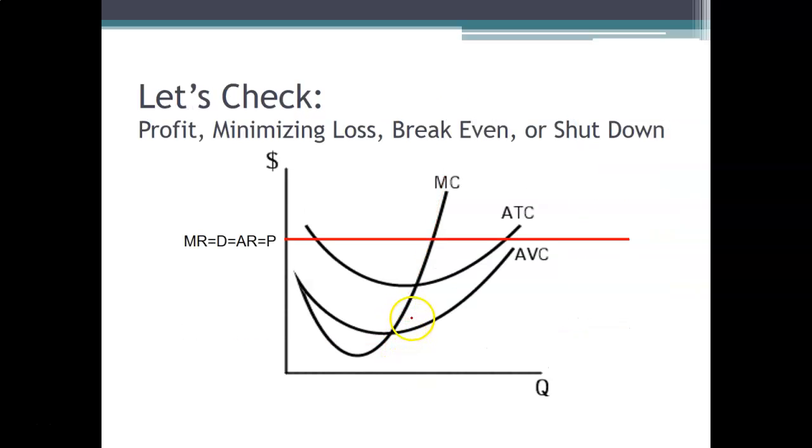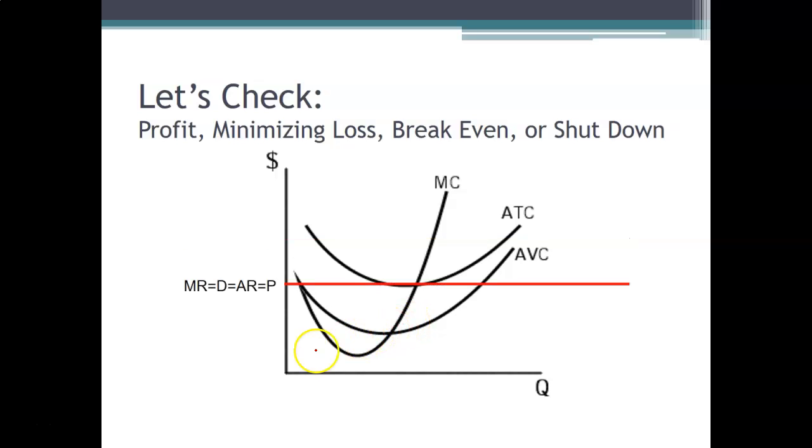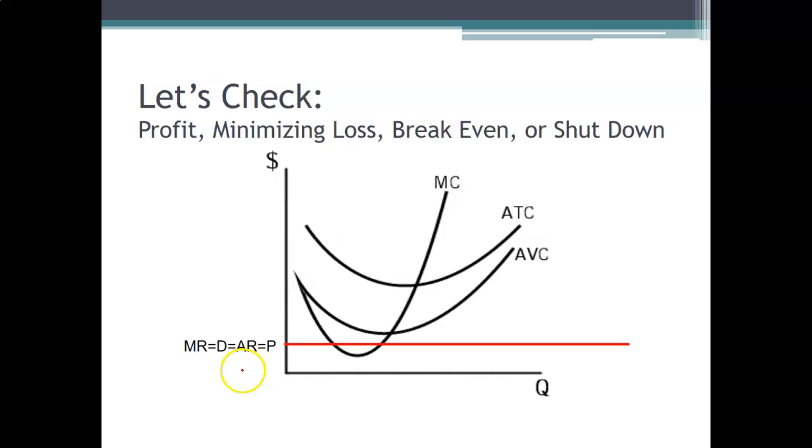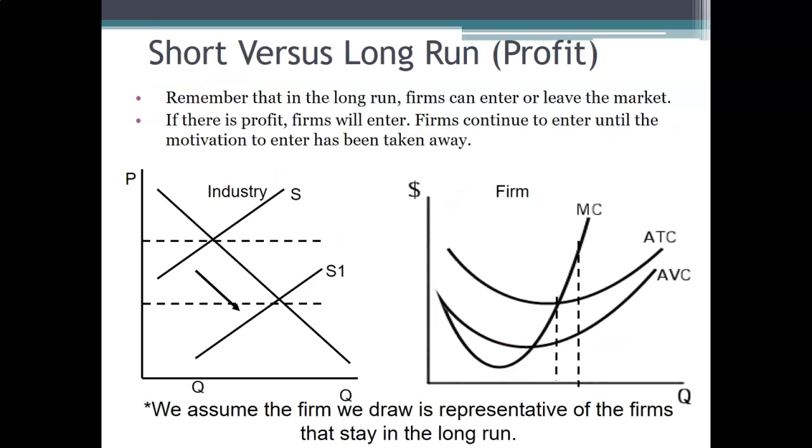So let's check. Again, here's the area of profit. That'd be break even. Minimizing loss. Shut down. If you're not sure why, go back in the slides, maybe that will help you figure it out, but those will be the 4 different places.